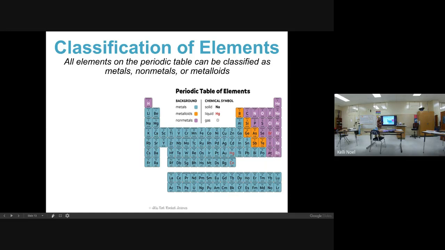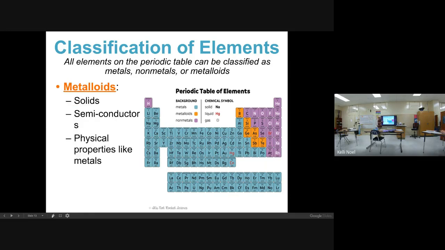Then we have the metalloids, and these are semiconductors. They can act like metals. They have physical properties like metals, but they tend to behave chemically like nonmetals. So those, if you wanted to color them, they're orange on this image. That would be boron, 3A. 4A is silicon and germanium.